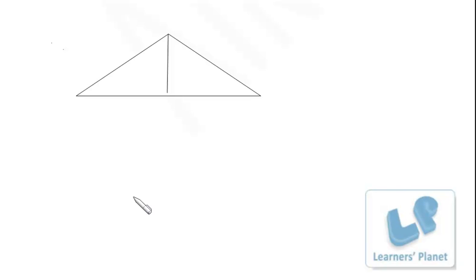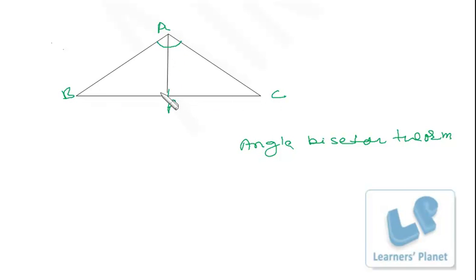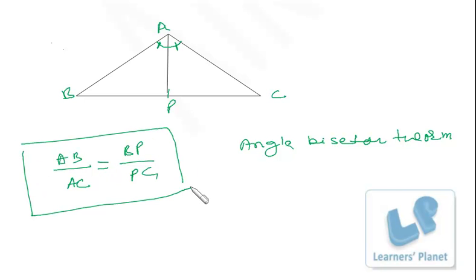One more important theorem I have in this session. After that we'll go for the next session. That is the angle bisector theorem. Questions from this theorem are also frequently asked. Suppose this is triangle ABC. This is point P, and AP is the angle bisector of angle A. That means this angle is equal to this angle, right? AP is the bisector of angle A, then AB by AC is equal to BP by PC. Okay, that's a very important relationship. So you must know this.